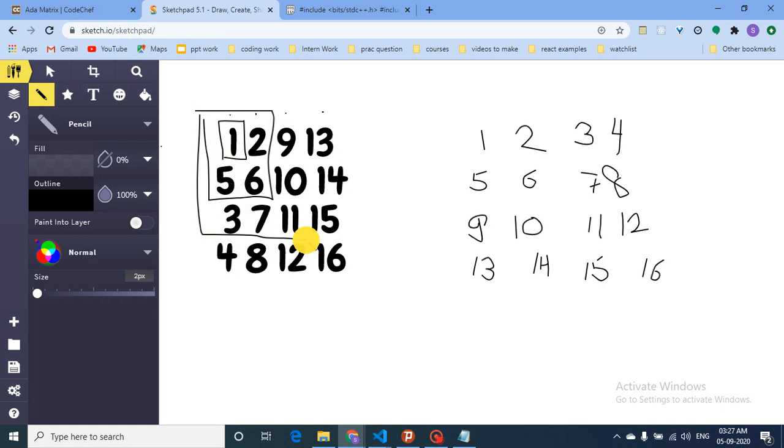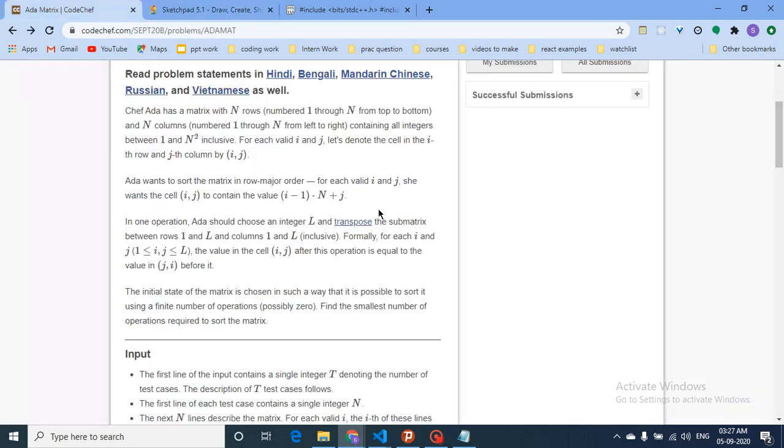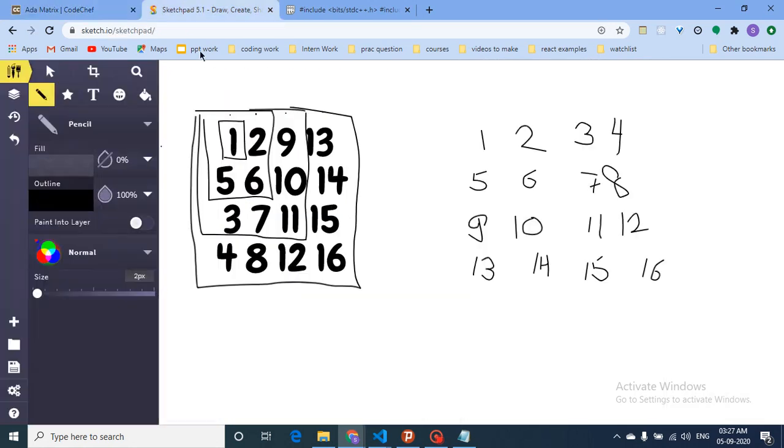It can also be like this, and like this. You can take any of these squares and transpose it. So what does transpose mean? You are taking a mirror image of this square along its diagonal.